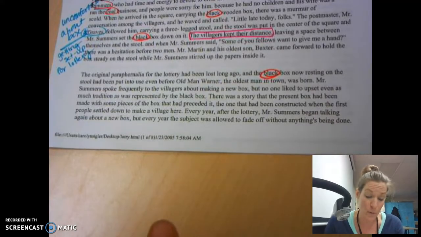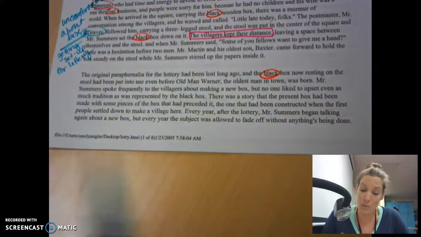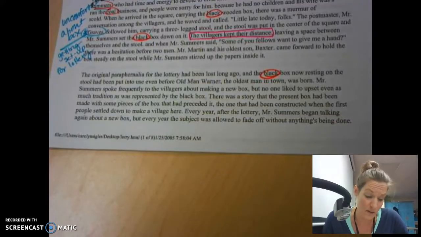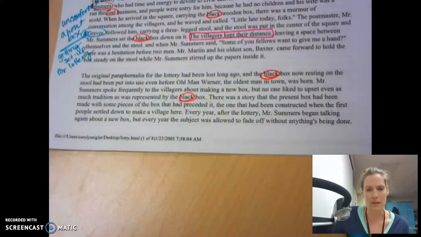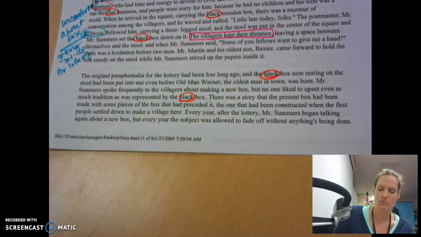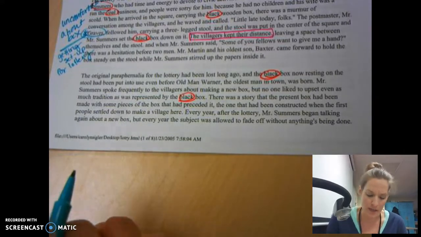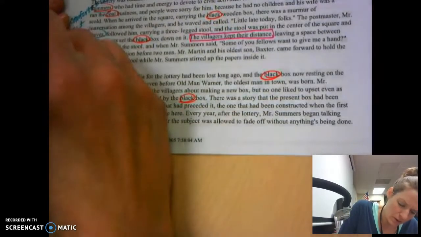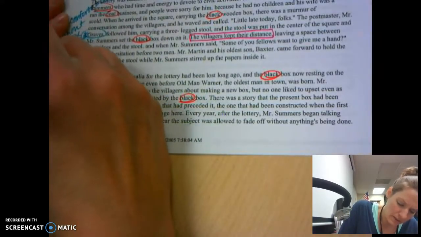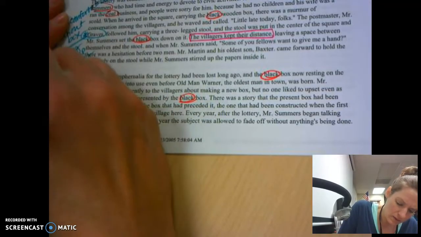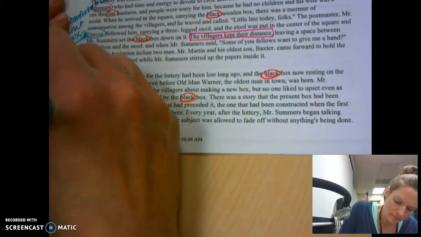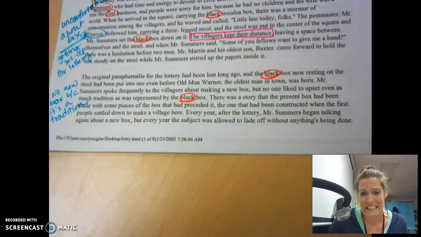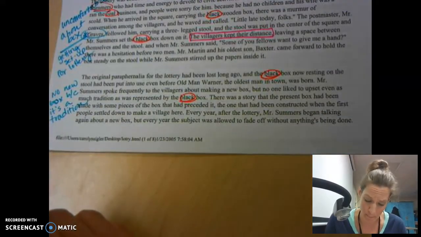Mr. Summers spoke frequently to the villagers about making a new box, but no one liked to upset even as much tradition as was represented by the black box. So they don't want a new one because of tradition. Okay. Let's put that down. No new box because it's a tradition. And are all traditions good? I don't know. I think it's up for debate.